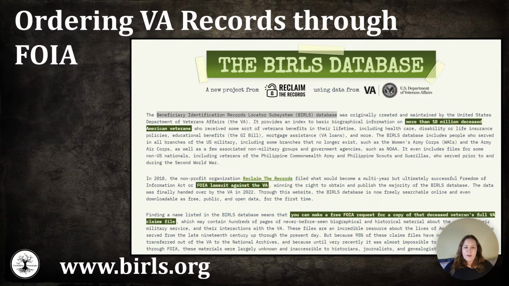So there is an index that you can search for free, burls.org. So it's Beneficiary Identification Records Locator Subsystem. So you can go out there and search for a name, and then if your person shows up in there, you can request their VA record through the Freedom of Information Act. There is a Legacy Tree webinar about this. If you're a member, and you look for Alec Ferretti, you can find the whole webinar he did about this excellent resource. And I recommend you order these soon, as they may end up being tougher to obtain.